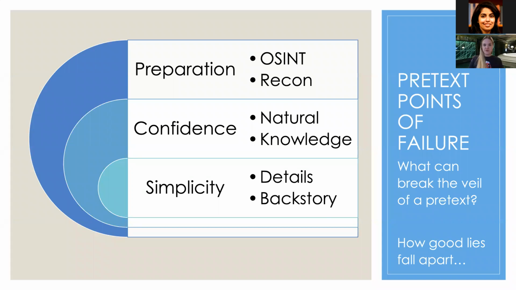So we're going to talk really briefly about pretext points of failure. How do pretexts go wrong and what causes good lies to fall apart? If you are not prepared, if you do not have the confidence that you need to carry off the pretext, if you seem like you're very unsure of yourself, if you're anxious, and I am naturally an anxious person, so that's something that you need to learn how to overcome. And you want to use pretexts that kind of fall into your natural demeanor and your natural personality if you can, so that it's easier to carry those off.